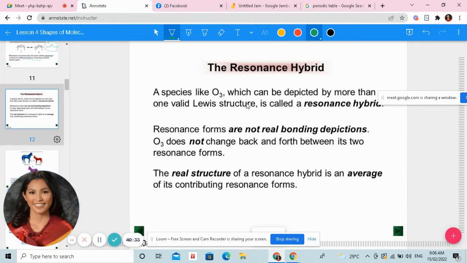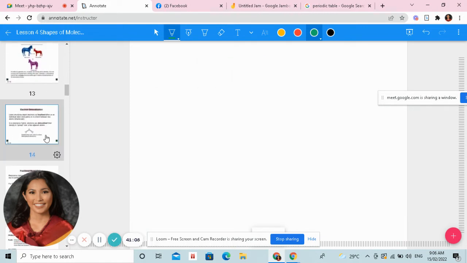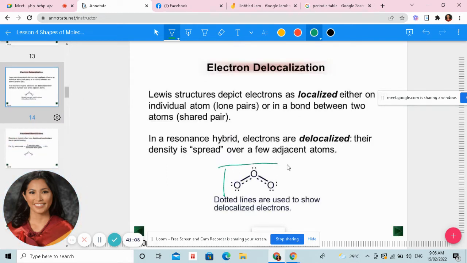So, species like O3, which can be depicted by more than one valid Lewis structure, is called a resonance hybrid. Resonance structures are not real bonding depictions. O3 does not change back and forth between its two resonance forms. The real structure of a resonance hybrid is the average of its contributing resonance forms. So the most correct is this one. Dotted lines are used to show the delocalized electrons.